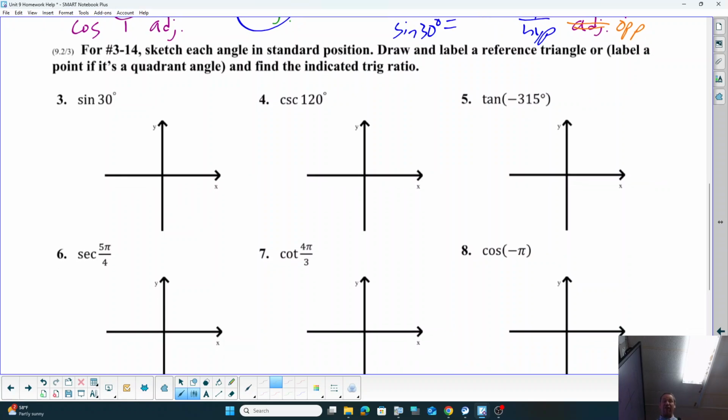That means there's negative numbers. Left or down is negative. Okay, let's see here. So sine of 30 degrees. So then let's see. Where's 30 degrees? 30 degrees is right here. That's 30 degrees.